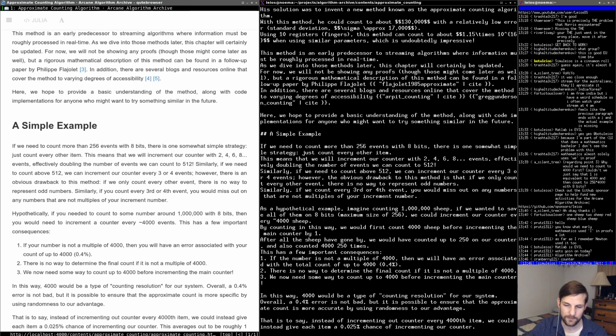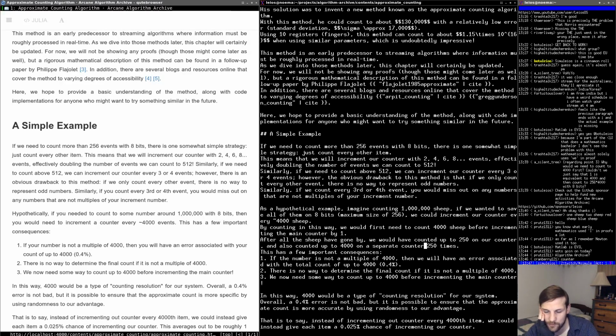By counting this way, we would first need to count 4,000 sheep before incrementing the main counter by 1. So after all the sheep have gone by, we would have counted up to 250 on our counter, and also counted up to 4,000 on a separate counter 250 times.